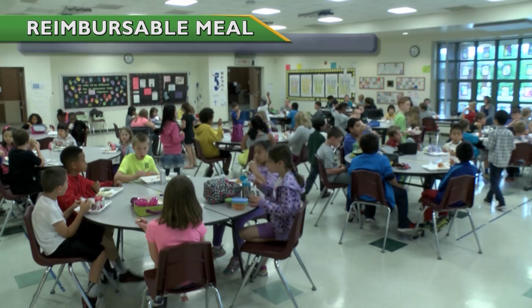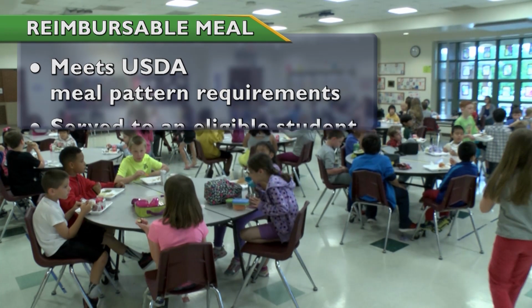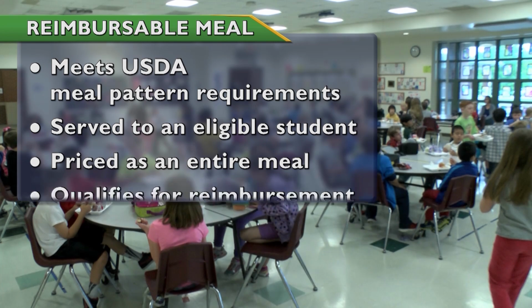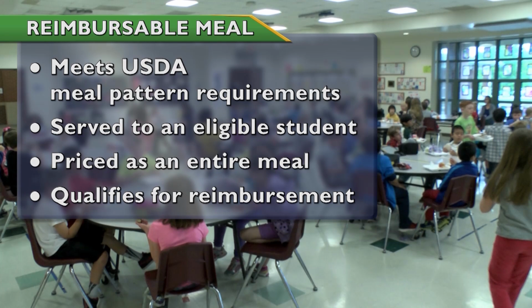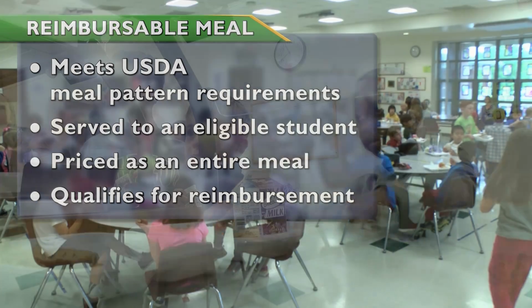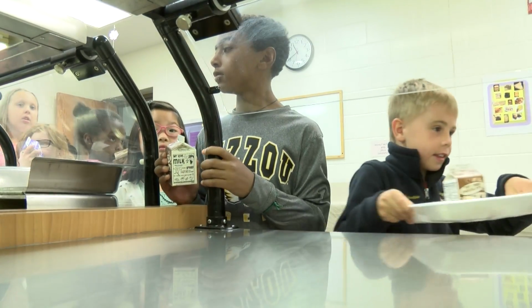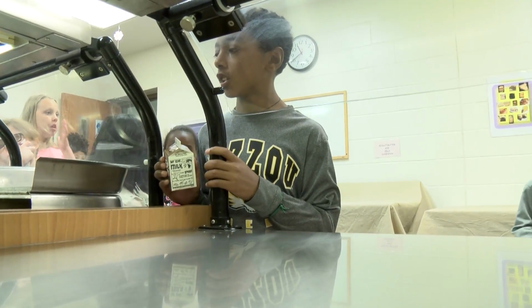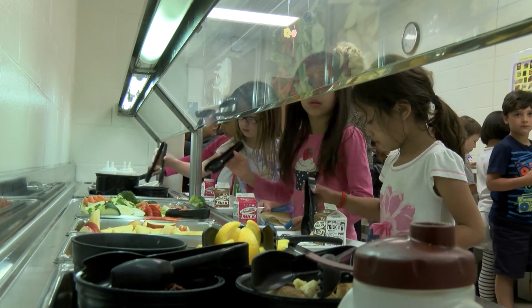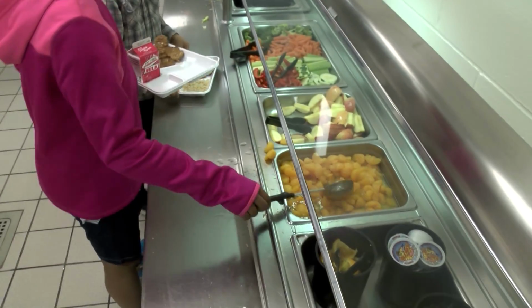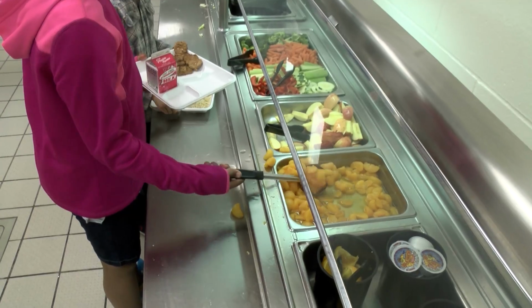A reimbursable meal is one that meets the USDA meal pattern requirements and is served to an eligible student and priced as an entire meal rather than based on individual items. Such a meal qualifies for reimbursement with federal funds for districts participating in the National School Lunch Program and School Breakfast Program. All local education agencies must ensure that every reimbursable meal service line meets the daily and weekly meal pattern requirements for the appropriate age and grade group served. This includes meeting the meal pattern requirements if it is serving multiple age grade groups in a single location, and whether or not children are utilizing self-service stations.